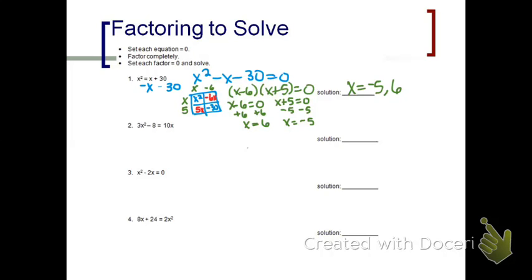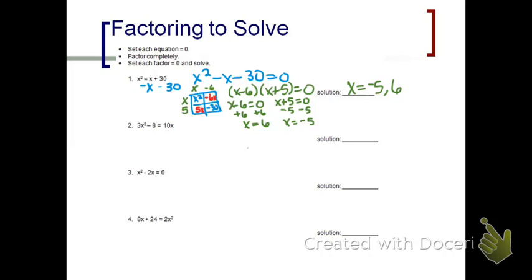Now, if it's not equal to 0, can you do this? No. It has to be equal to 0. Otherwise, you have to stop at the factors. Yes, question? If I put x equals negative 5 and x equals 6, will that still be okay? Yes, that's fine. Can't you just graph it? If you don't have a calculator, no.